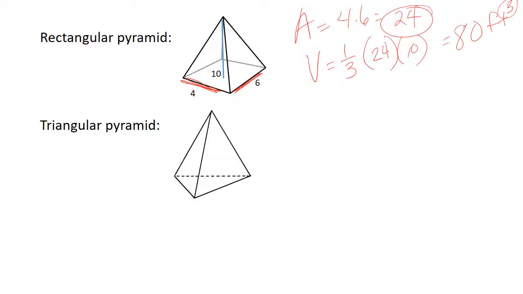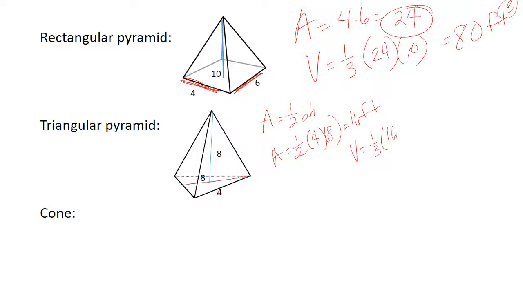For a triangular pyramid, this one's a little trickier. One thing you want to make sure you remember is that the area of the base is 1/2 base times height, and then when we do volume, we're going to do 1/3. So we're going to take 2 fractions out of this one. For this one, my base has a height of 8 and a side of 4. So for my area, I'm going to do 1/2 of 4 times 8, which is 16 feet. And then for my volume, I'm going to take 1/3 of 16 times 8.